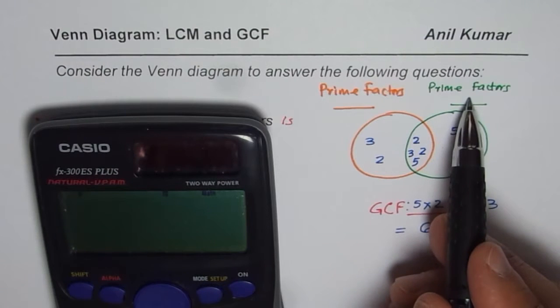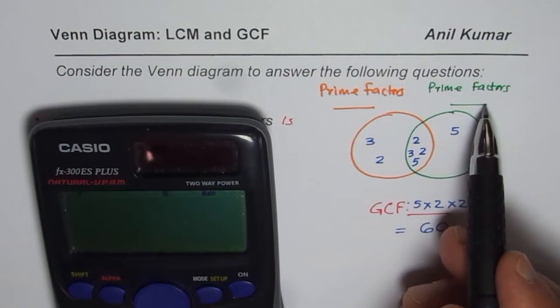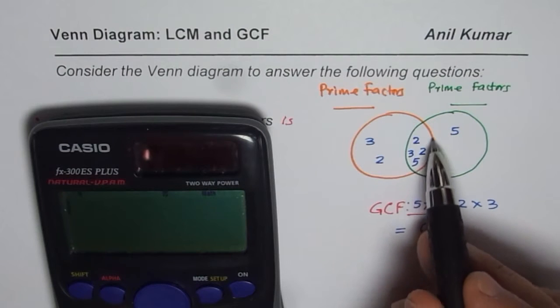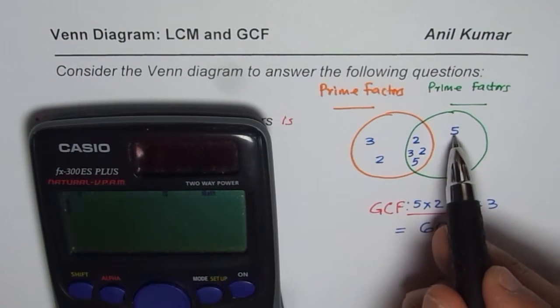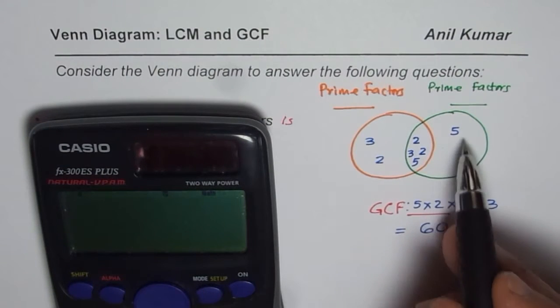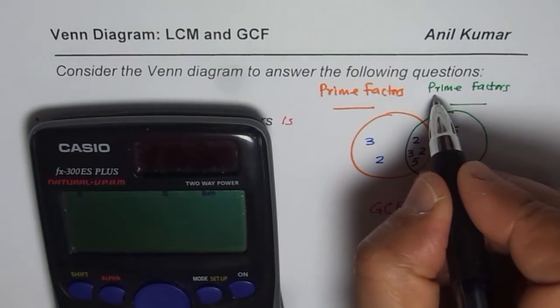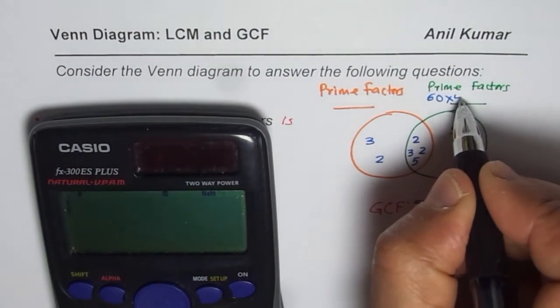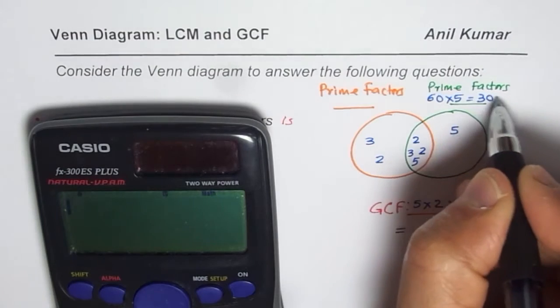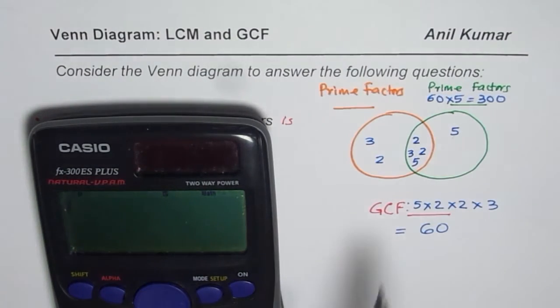Now to get the number in green, the prime factor is the second number. I have to multiply these numbers with 5. 60 times 5. 6 times 5 is 30. So we get the number here as 60 times 5, which is 300. You get the idea? So it was good that we found greatest common factor first, right?